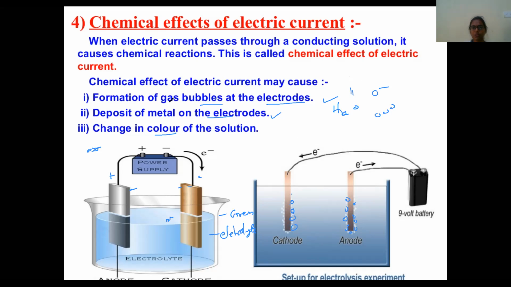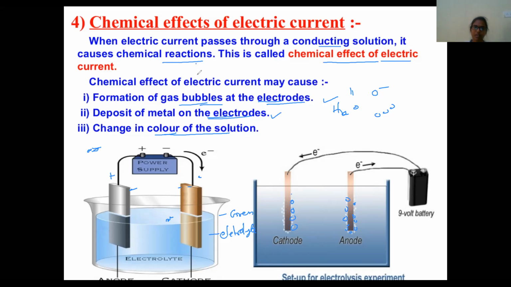Okay, so here also the formation of gas bubbles and the deposition of metal on the electrodes, and change of the color of the solution. All this kind of thing we are going to observe, children. This process of passing electricity to the liquid and the decomposition of liquid into its ions, that is what we call the electrolysis process. When you pass electric current through the conducting solution, it causes a chemical reaction. That is what we call the chemical effect of electric current.